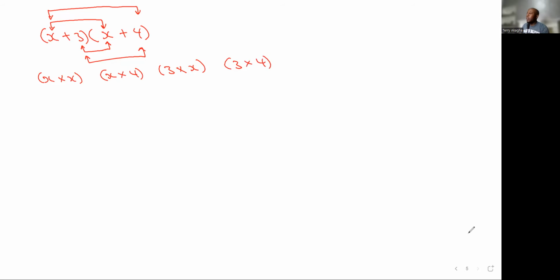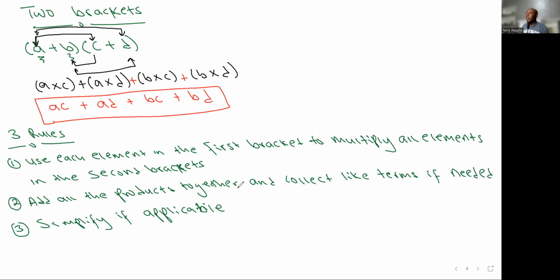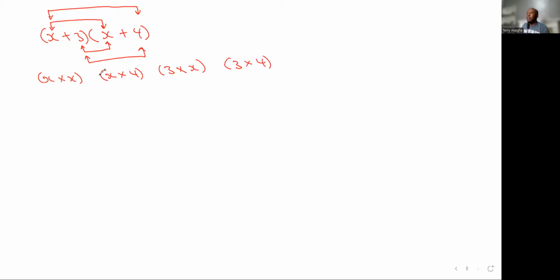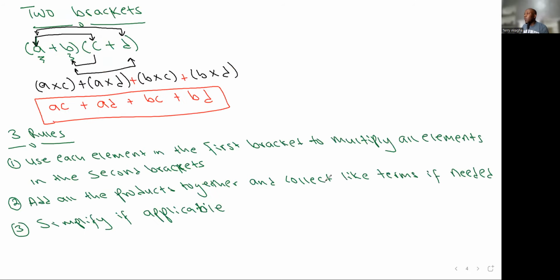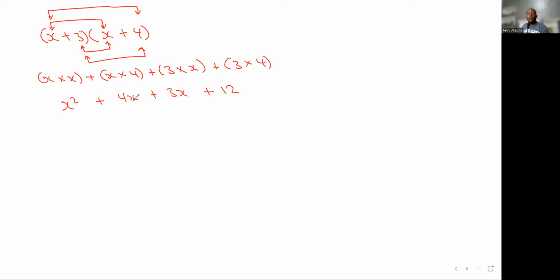Okay, then, like I said, after that, you add all the products together. So we have to add all these products together. So x times x will give us x squared plus 4x plus 3x plus 12. Then remember, it's also said collect like terms if needed. So in this case, we have to, because 4x and 3x are like terms, to give us x squared plus 7x plus 12. And that's the answer for that.